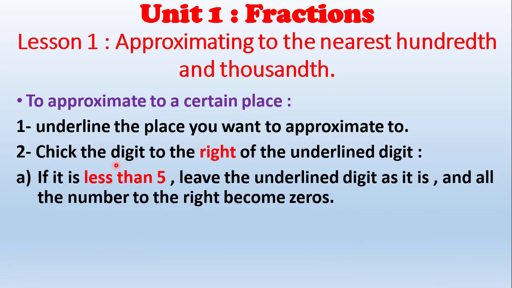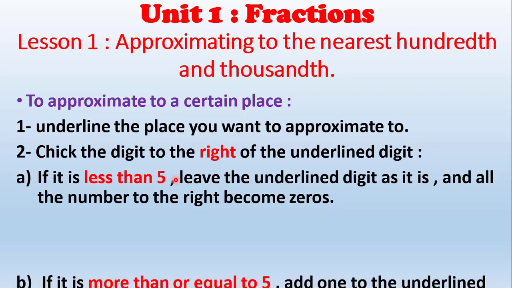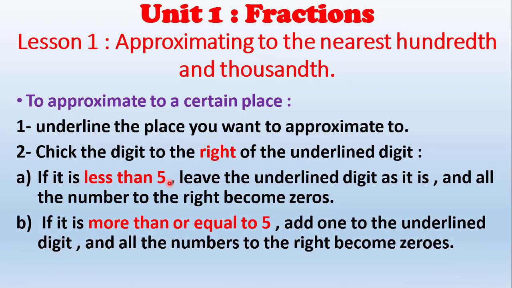If this number is less than 5, leave the underlined digit as it is, and all the numbers to the right become zeros. If the number to the right is more than or equal to 5, add 1 to the underlined digit, and by the same way, all the numbers to the right become 0.